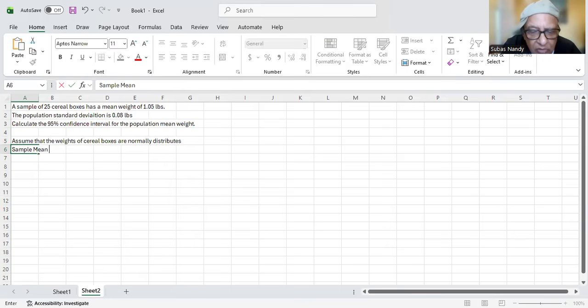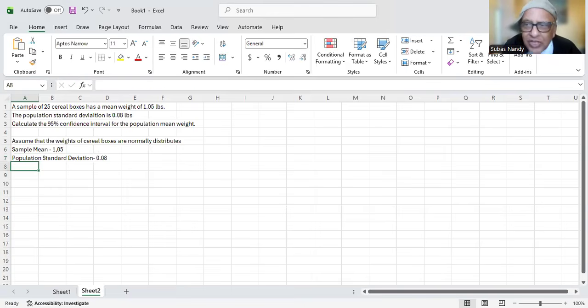Sample mean equal to 1.05 pounds and population standard deviation is equal to 0.08 pounds. Okay, and the confidence level.